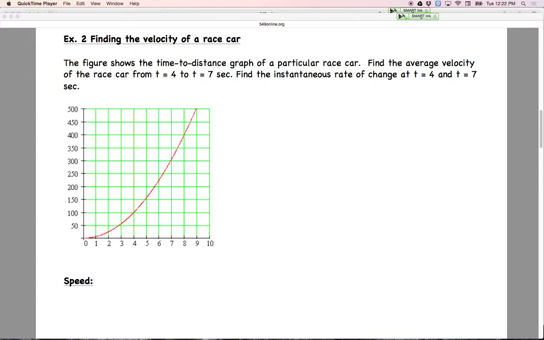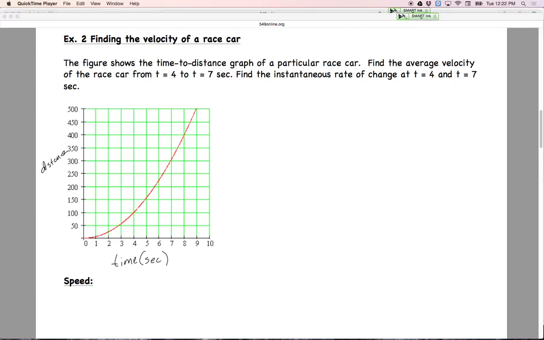Time to distance. So what's on the x-axis? Time. Let's give it a unit. It looks like it's going to be seconds, doesn't it? I haven't even read the problem, but I think it's seconds. It says, the figure shows the time to distance graph of a particular race car. Find the average velocity of the car from t equals 4 to t equals 7 seconds. So it's in seconds. Do you think a race car is traveling 50 miles in seconds? So what do you think? This is distance, which, by the way, we don't call it distance anymore.